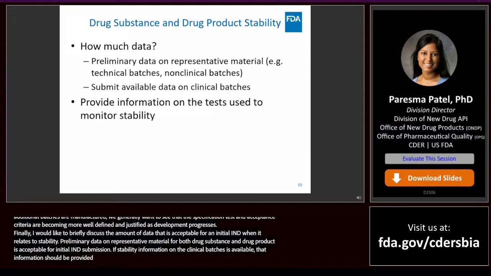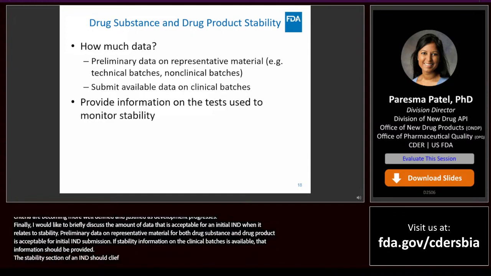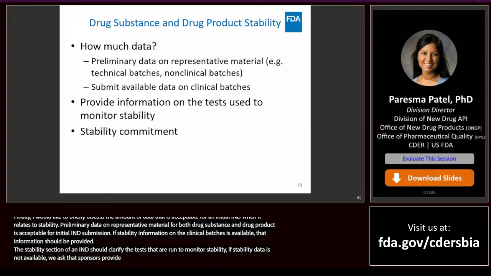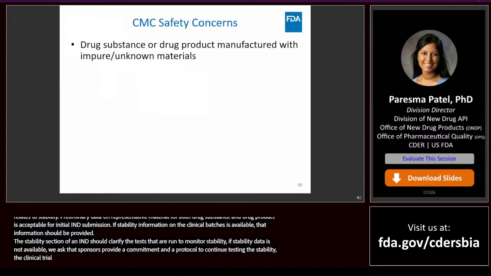The stability section of an IND should clarify the tests that are run to monitor stability. If stability data is not available, we ask that sponsors provide a commitment and a protocol to continue testing the clinical trial material through the duration of the proposed clinical study.